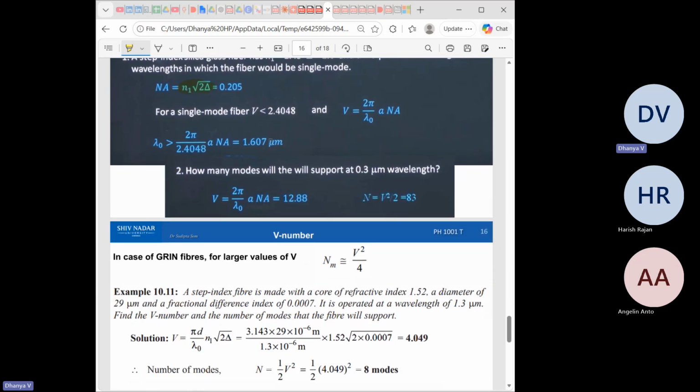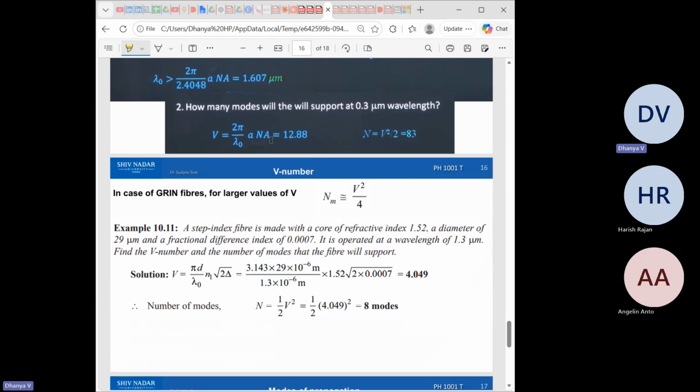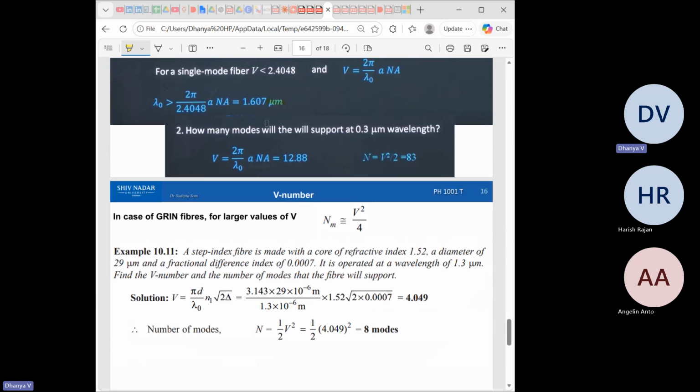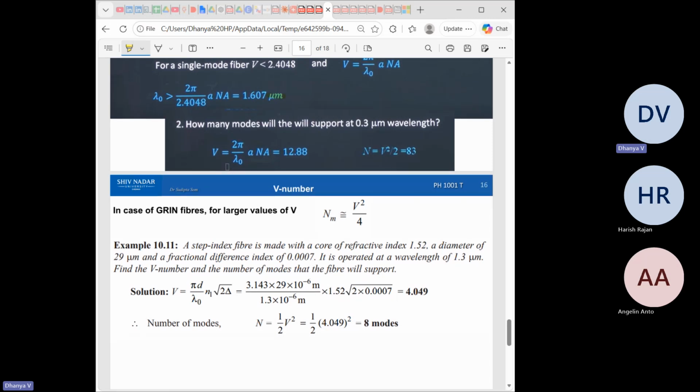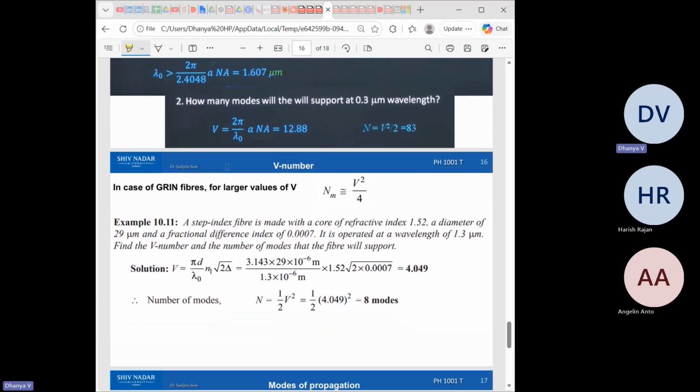For your lambda, it's micrometer over here. Don't mess up with the SI units. How many modes will this support at this wavelength? They've given you the wavelength, so they're asking you how many modes it supports. So you find your V number and hence you conclude with your answer.